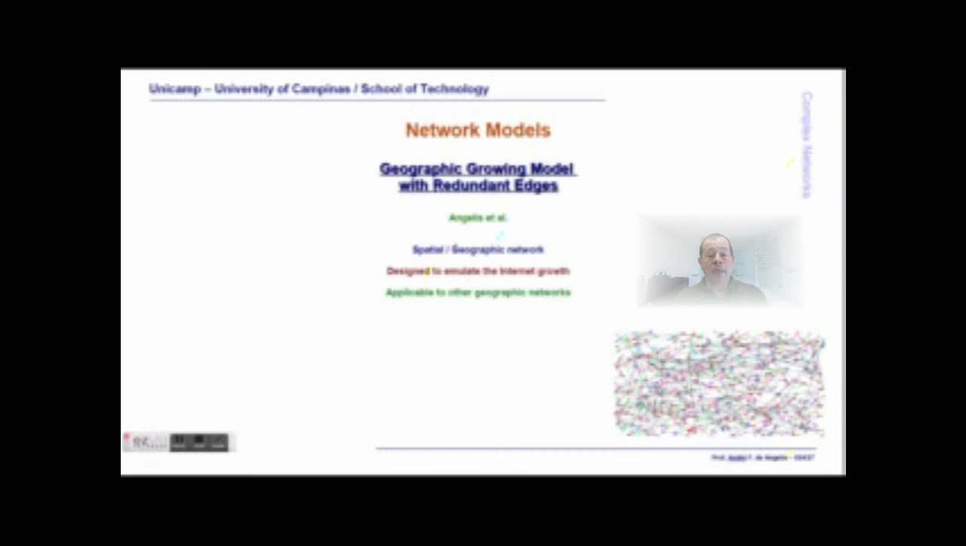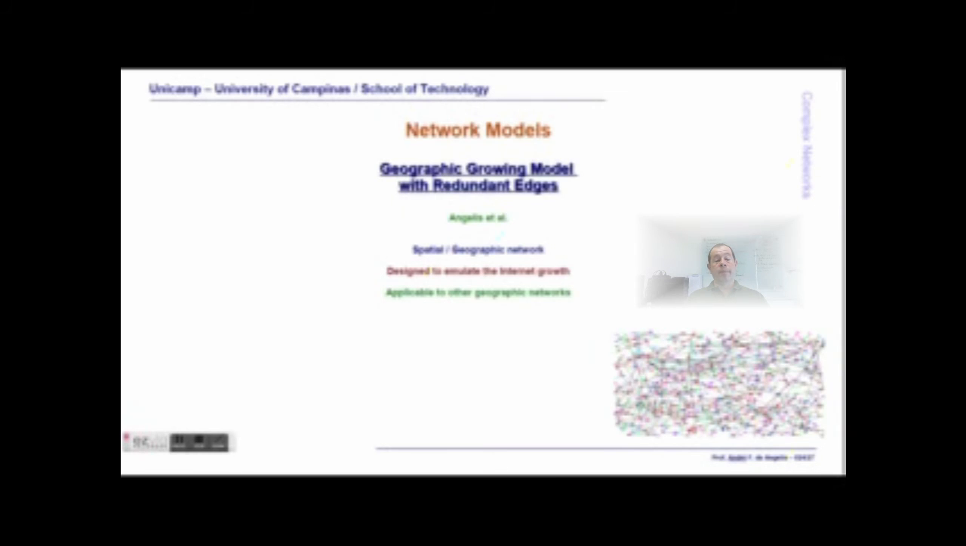In this model, we take care of the position of nodes because we are trying to map or to understand the evolution of computer networks around the country. Then the position of the cities, the hosters, matters. Our model was designed to emulate the internet growth, and it's applicable to other geographic networks.